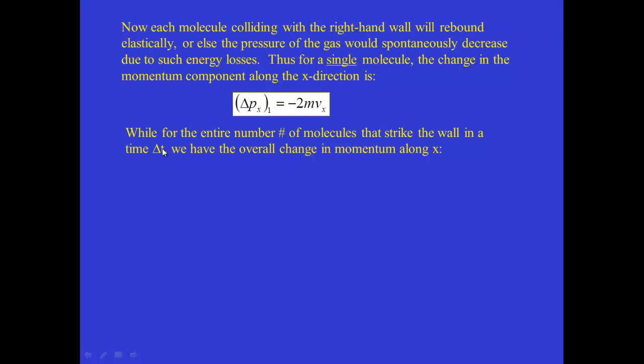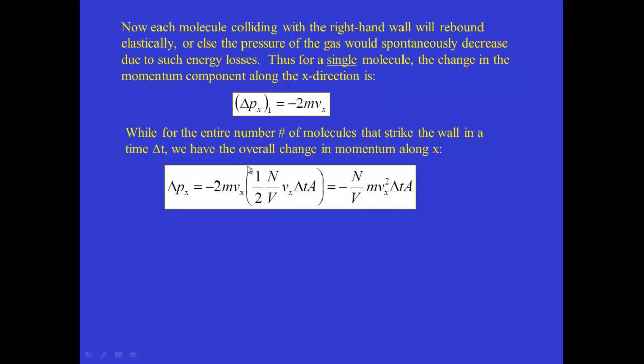So we take the number that was calculated on the previous slide, multiply by this delta px, and that gives us the overall change in the momentum of all the gas molecules that strike the right-hand wall in a time delta t. So delta px is equal to this momentum change for a single molecule times the number of molecules that make those collisions, and here's what we get as a result. We get a Vx squared term.